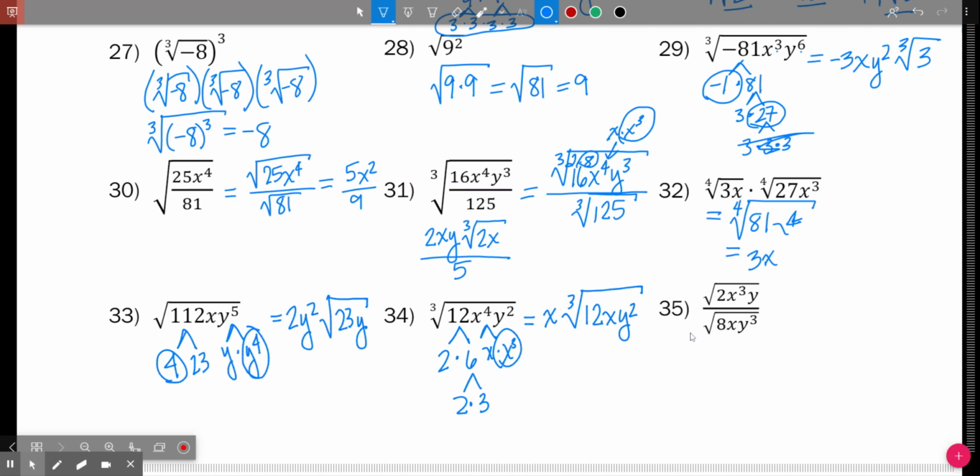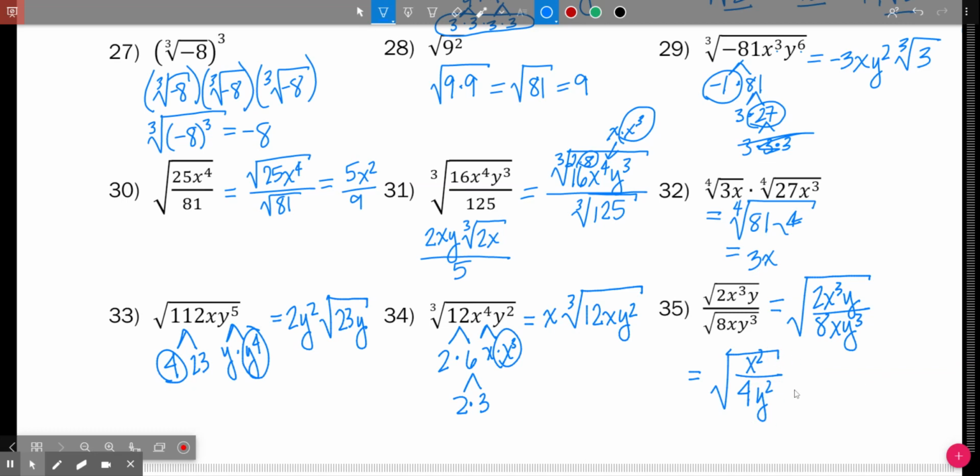In 35, similar scenario as in 32, where independently this can look rather complicated. But if I combine them underneath the same radical using the quotient rule, then I can simplify things down very quickly, and it makes my math easier to manipulate. So 2 over 8 is going to become 1 over 4. The x cubed over x is x squared. The y over y cubed is y squared on the bottom.